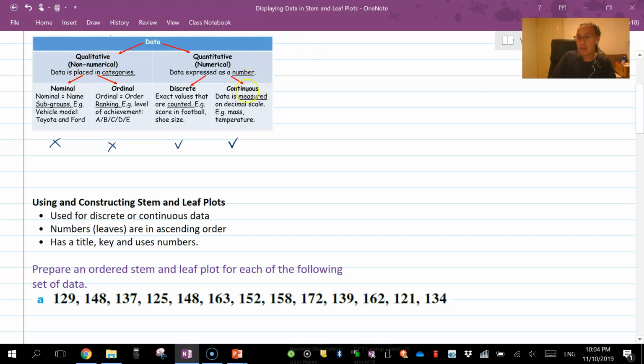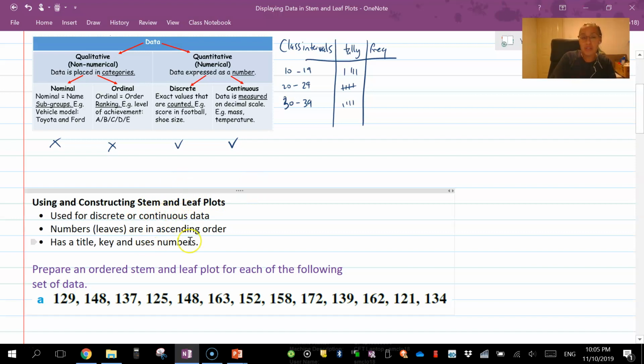The reason why we use a stem and leaf plot is because it puts things into classes. Previously in class we've done frequency tables and class intervals. We looked at ages of people who own mobile phones, and we had 10 to 19, 20 to 29, 30 to 39, and so forth, and we took tallies and then did the frequency. So a stem and leaf plot essentially does that, but graphically. That's what we're going to look at now.